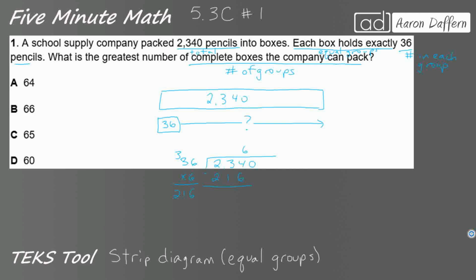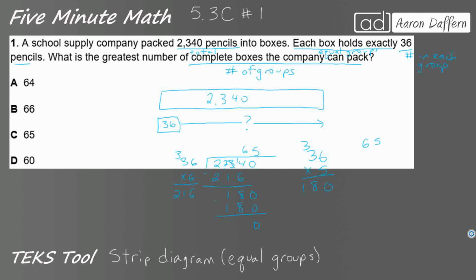Okay, so let's see what we have left. 234 minus 216 leaves 18, which makes 180 with the next digit. All right, so I think it's going to be less than 6. I'm going to try 5, because if I multiply by 5, I'm going to get a ones place of 0. So 5 times 6 is 30, and I want 0. 5 times 3 is 15, plus 3 is 18. All right, so 180, and there we go. So 36 goes into 2,340 65 times.